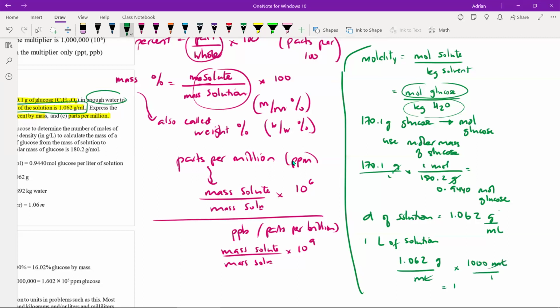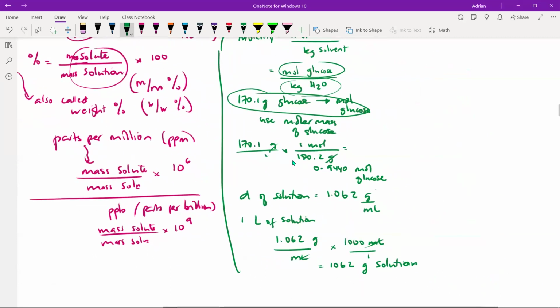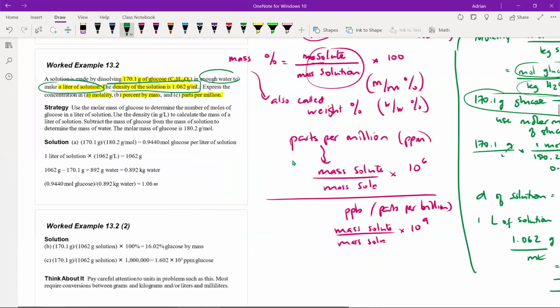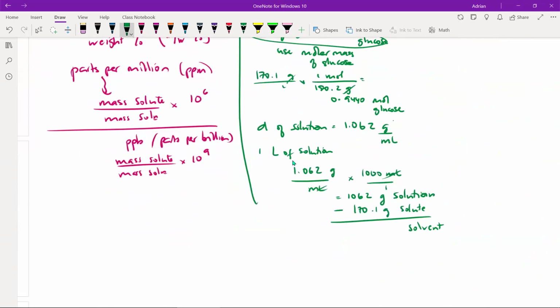Okay, so that's going to give me 1,062 grams of the solution. That's the solution now. I know how much glucose I have in that solution, 170.1. So if I subtract the mass of the glucose, which is the solute, then whatever mass I get would be the mass of the solvent. All right, so if I subtract those two, I get 892 grams of water, which is the solvent. And then we want kilograms, so we divide that by 1,000.